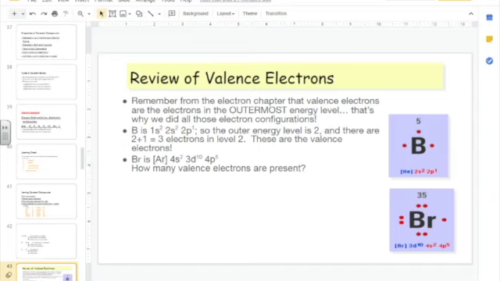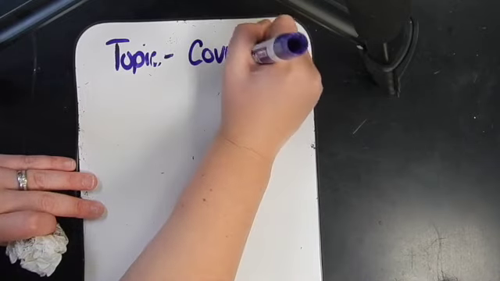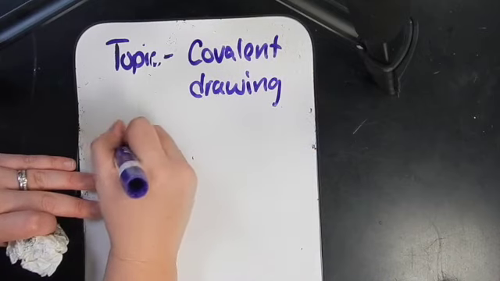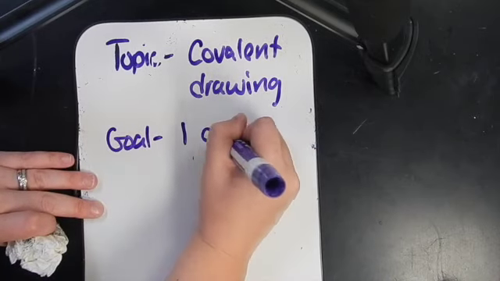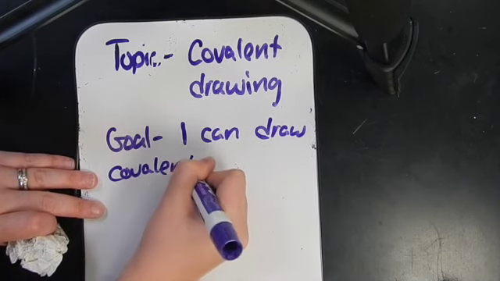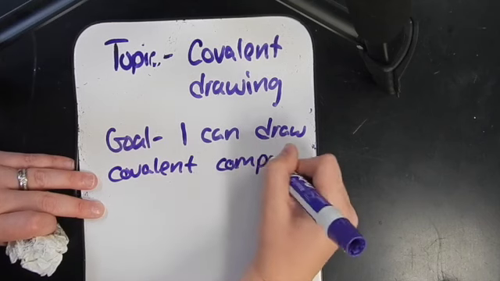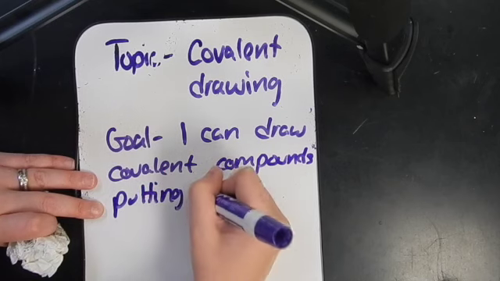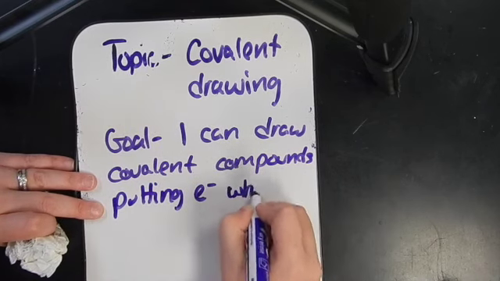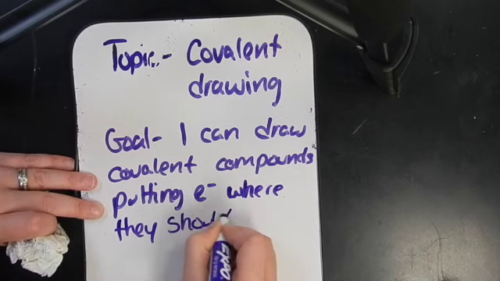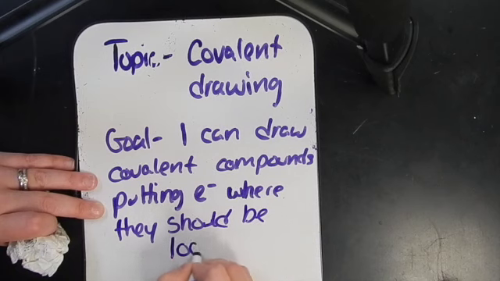So today we're going to talk about drawing covalent bonds. Your topic is covalent drawing. Goal: I can draw covalent compounds, putting electrons where they should be located.